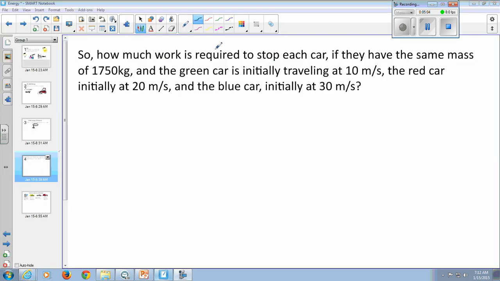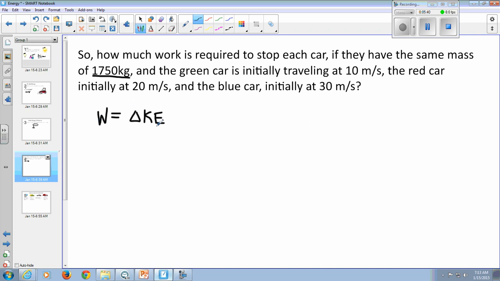So we can figure out how much work is required to stop each of the cars if they have the same mass. Okay, they all have the same mass. We're going to assume they have 1750 kilograms of mass. The green car is going 10, red car is going 20, blue car is going 30. Okay, so we know that work is equal to our change in kinetic energy. So this is our main work energy formula, and let's see what we can do with it.